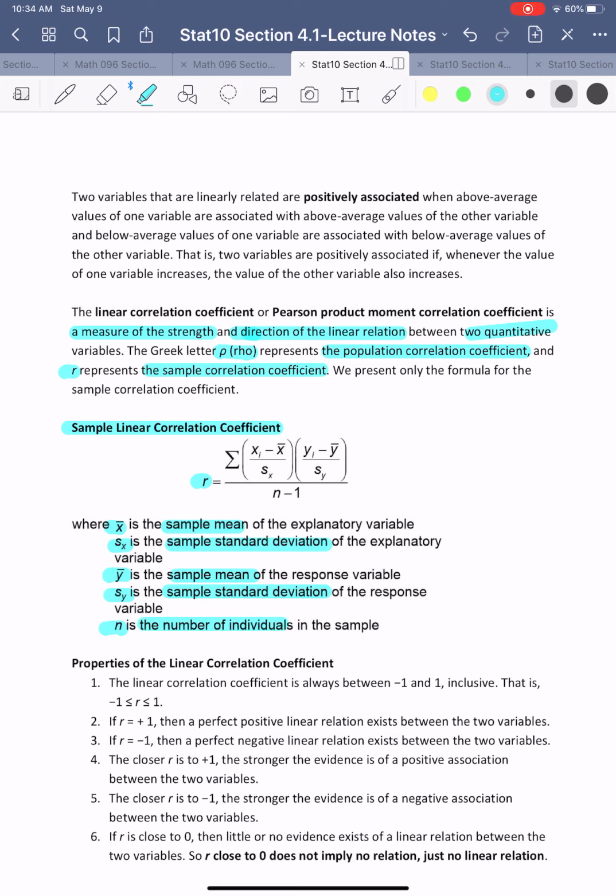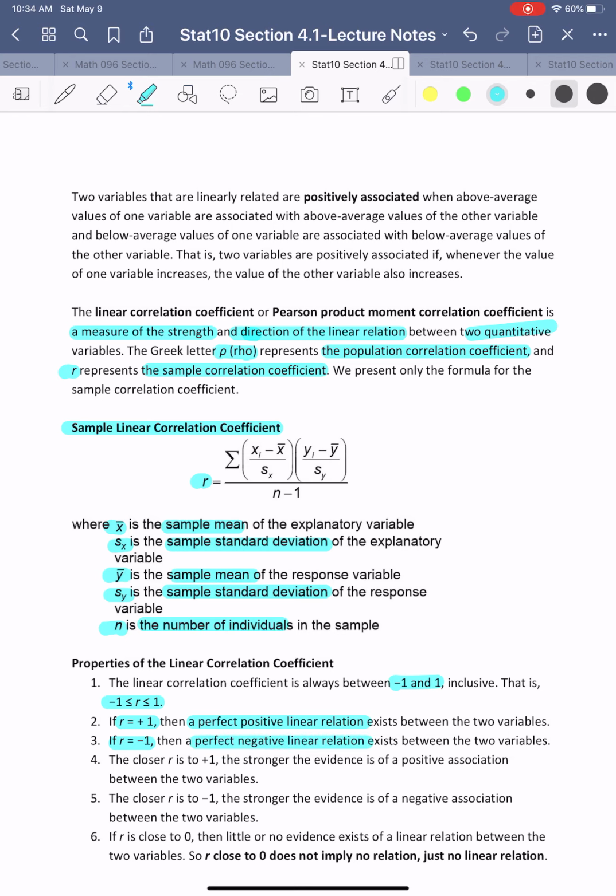So, properties of the linear correlation coefficient. The linear correlation coefficient is always between -1 and 1. And if R is positive 1, that means a perfect positive linear relation, and R equal to -1 is a perfect negative linear relation.